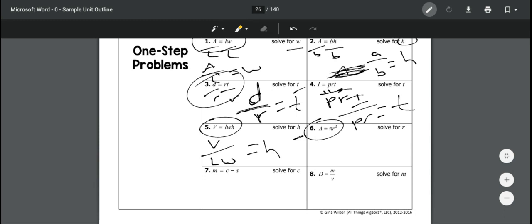when you have weird problems where you aren't solving for the area, where they give you the area and you know pi, but you're looking for the radius, or on here when they give you the volume and you know the length and width and you're looking for the height.